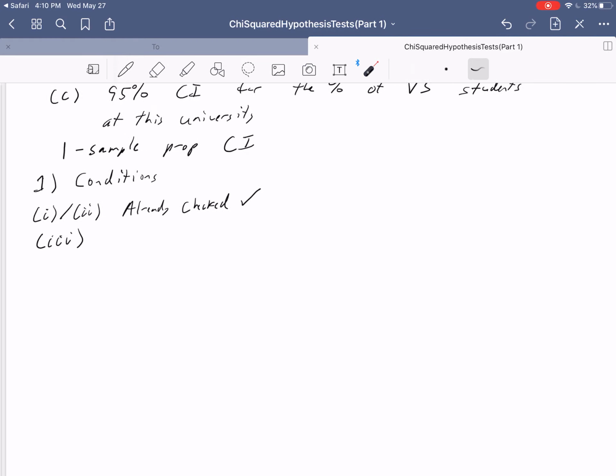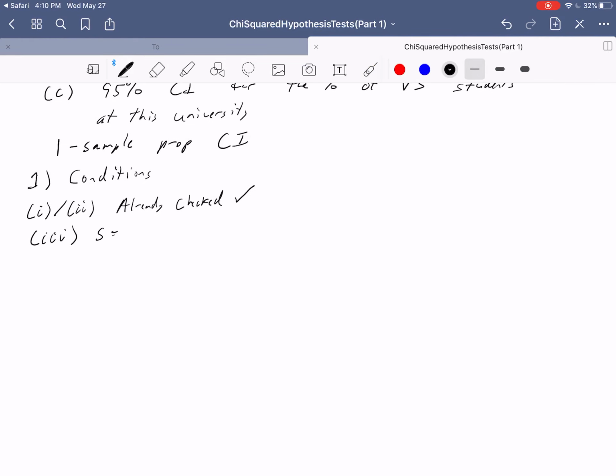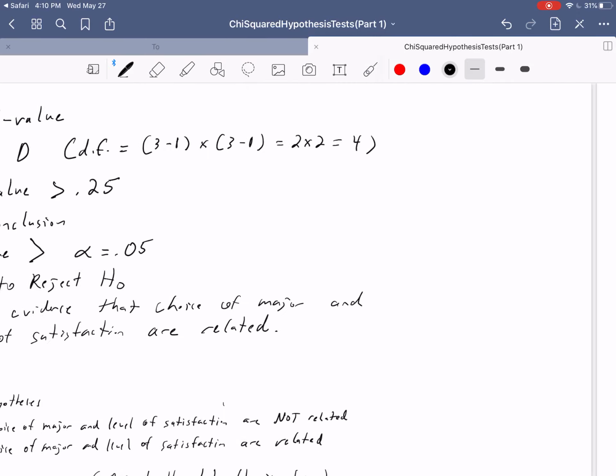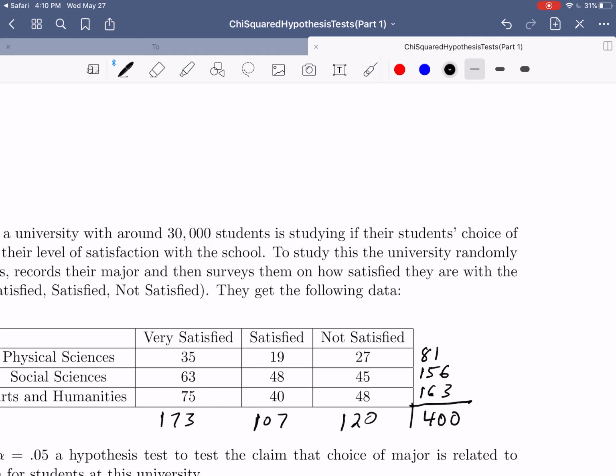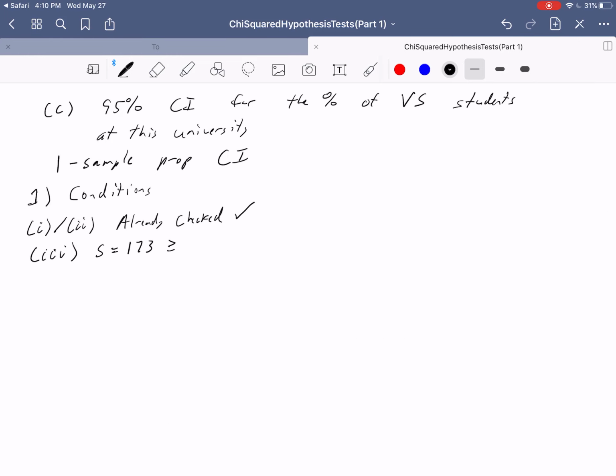So if we go back here, our successes, like we said, 173. That is greater than or equal to 10, so we're all good there. And our failures, we said that was going to be 227, which was also greater than or equal to 10. And of course, if you check 173 plus 227, that does total up to 400, which it has to, because we know that that's our sample size. Okay, so let's go ahead to our construction then.